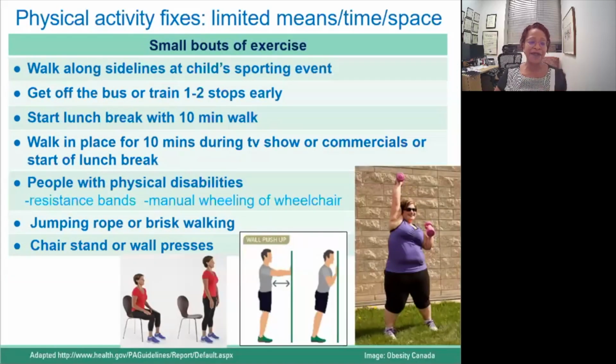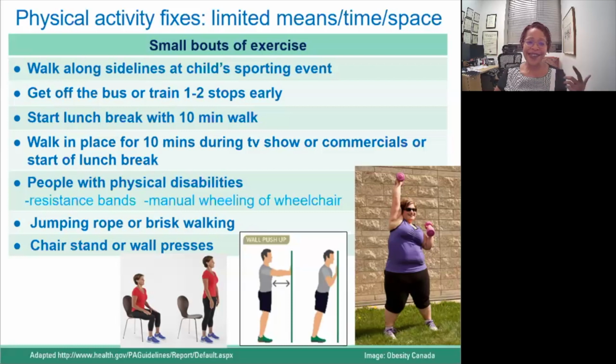But what I find more often is that patients only have very small bouts of time. So we work on how to fit in a little bit of activity during a short period of time. That might be something like starting off your lunch break at work: the first 10 or 15 minutes, go for a walk around the office, right? Or getting off one bus stop early.